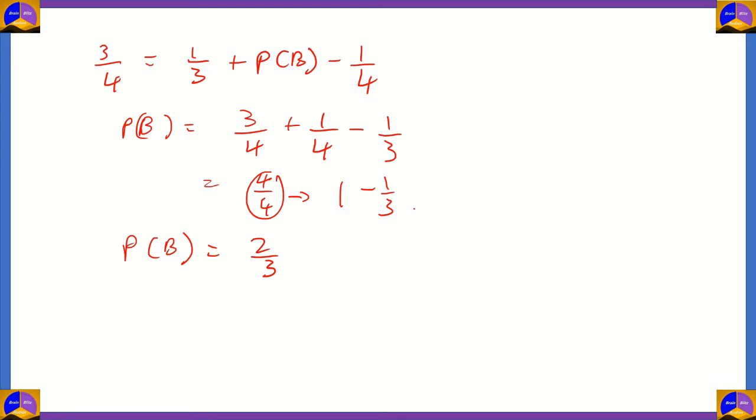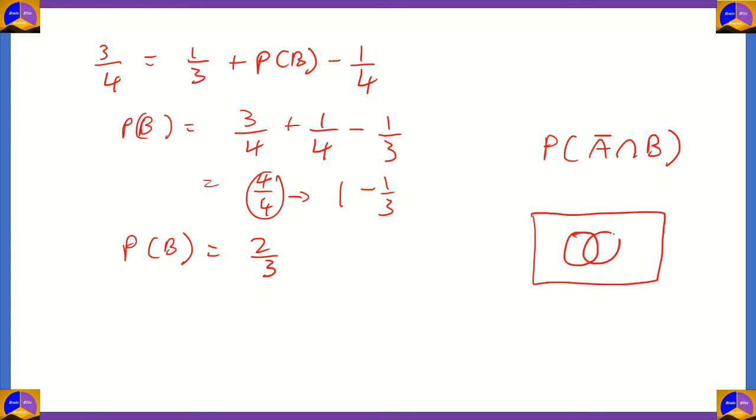In that question, we were asked to find the value of P of A dash intersection B. So now let's take a moment to understand what A dash intersection B really means. Suppose you have a Venn diagram like this, where this is A and this is B. A dash means that you take all of the elements except the ones in set A. That means you take the elements outside of these two circles, and also the elements in circle B that are not part of circle A. So that is P of A dash.